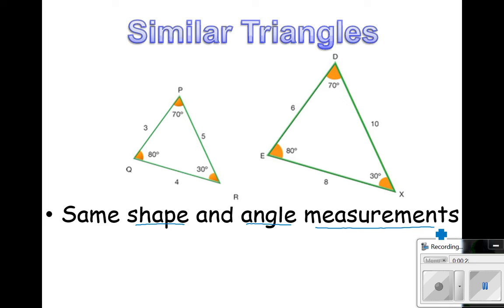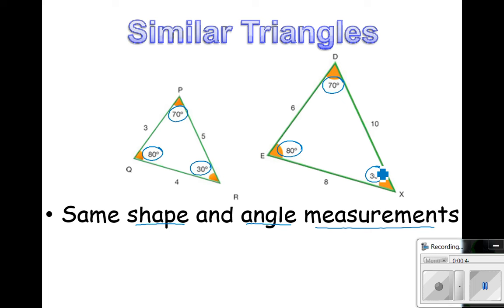Let's look at the angles that correspond with one another. Angle P corresponds with angle D, and they're both 70 degrees. Angle Q corresponds with angle E, and they're both 80. And angle R, 30 degrees, corresponds with angle X, which is also 30 degrees.